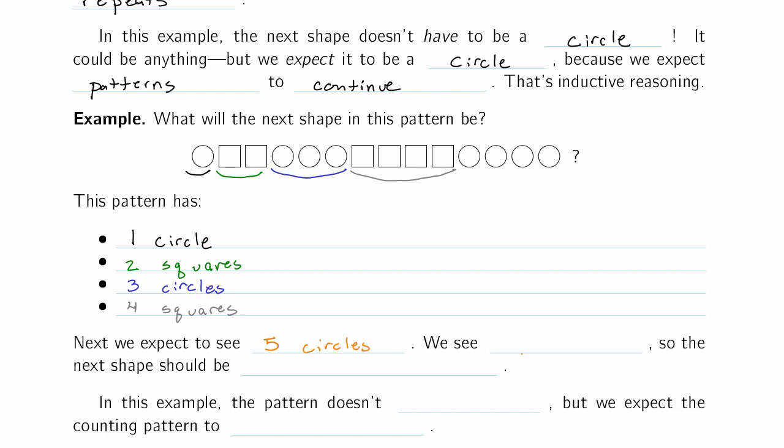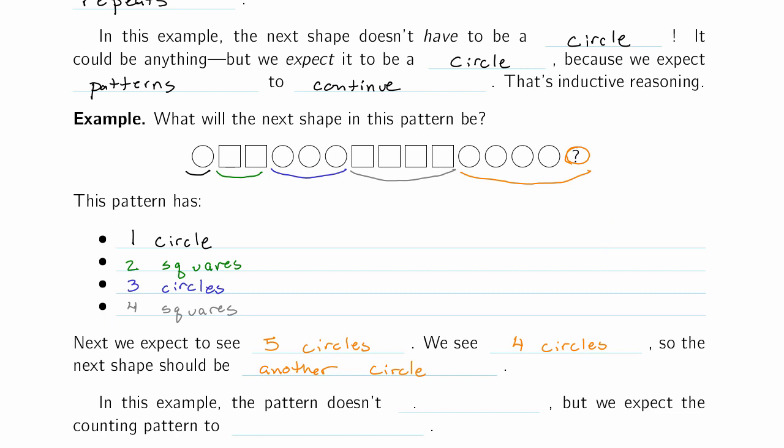Currently, we only see 4 circles. And we want to know what the next shape will be? Well, the next shape will be a 5th circle, another circle. And then if we needed to keep going further, well, then we'd have a bunch of squares after that.